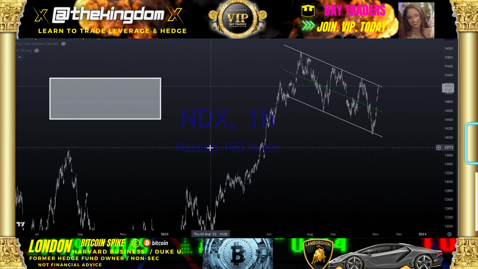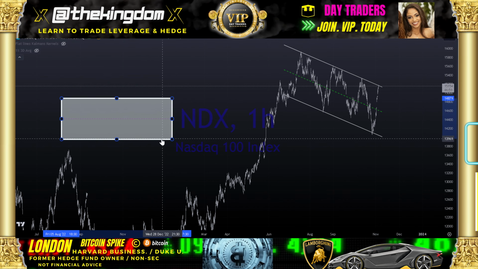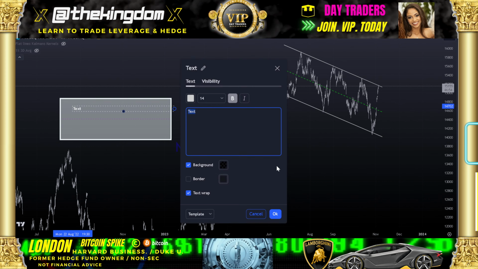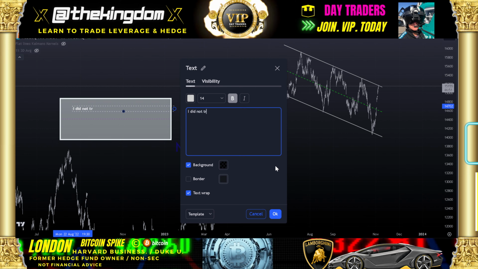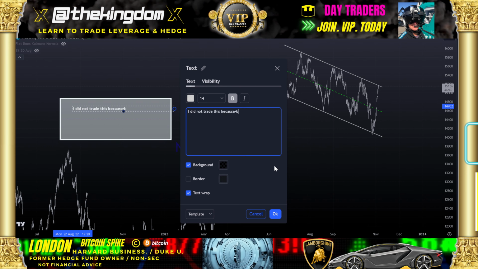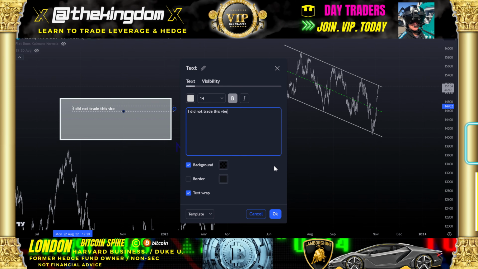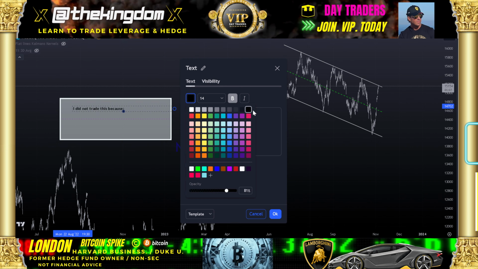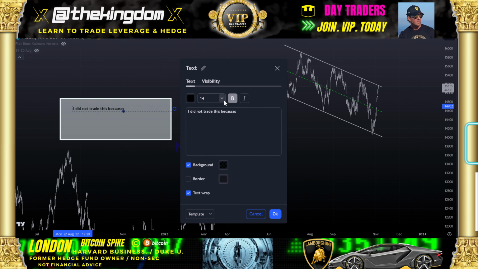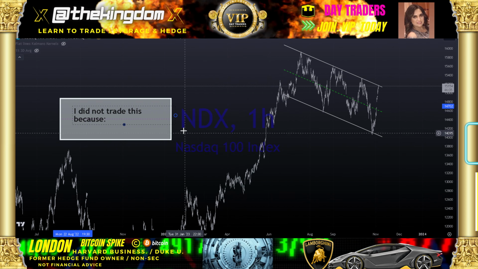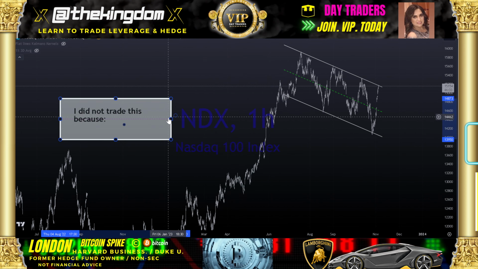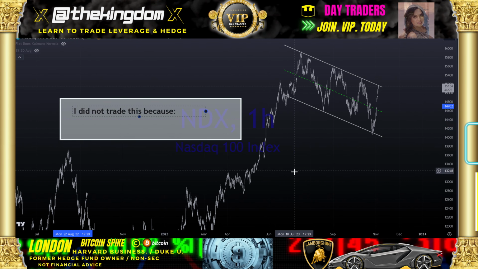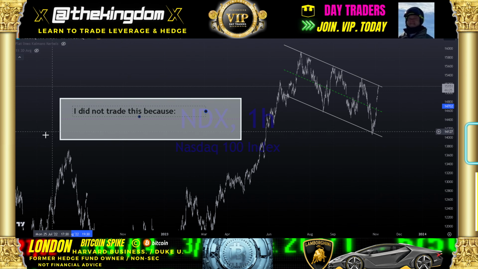I want you to print this out, and I want you to put a piece of tape on this pattern, and I want you to say the following. You write in a pen, I did not trade this because, here we go. I did not trade this because, and then I want you to provide on that piece of tape that you're going to put on your wall in front of you the justification or your rationale for not trading this pattern.